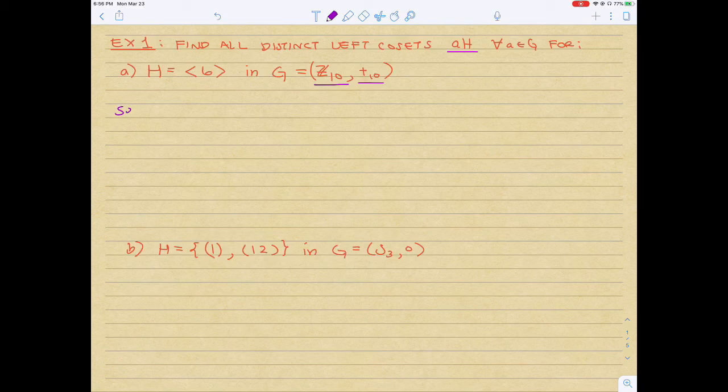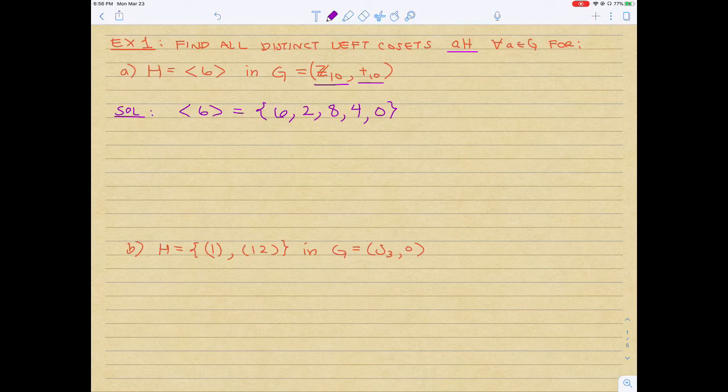First, let's figure out our elements in the cyclic subgroup generated by 6. This is under addition because we're in mod 10. We can start with 6, or you can start with 0 if you want. 6 to the first is 6. 6 squared, since we're under addition, is 12, which is congruent to 2 mod 10. To the third is 18, so that's 8. To the fourth is 24, that's 4. And 30, which is 0. So we have 5 elements in the cyclic subgroup generated by 6.